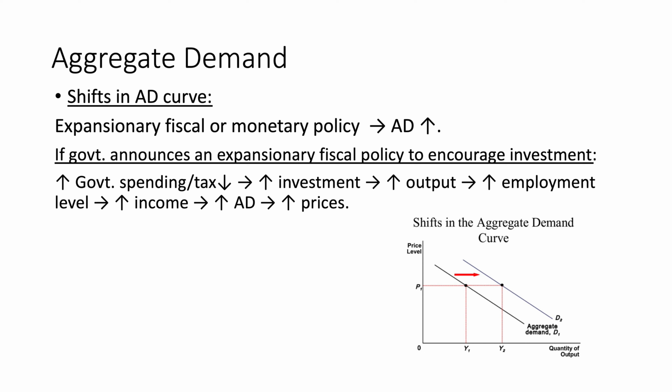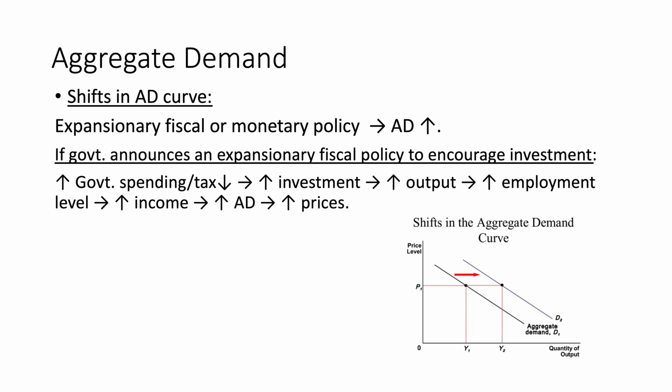Previously, when we discussed the topic of demand, the factors that can affect or shift the demand were income of the consumer, market size, taste and fashion, prices of related goods. But in case of aggregate demand, monetary or fiscal policy influences the aggregate demand curve. So if there is an expansionary monetary or fiscal policy, it is going to increase the aggregate demand.